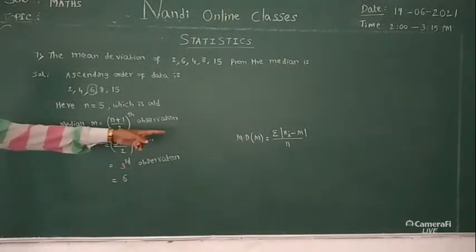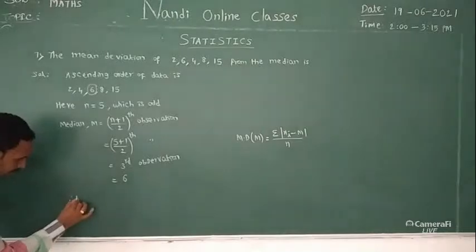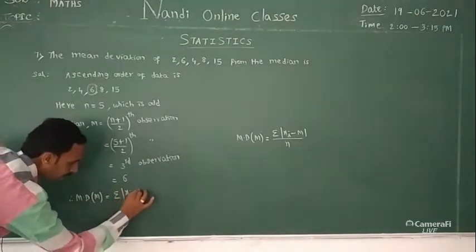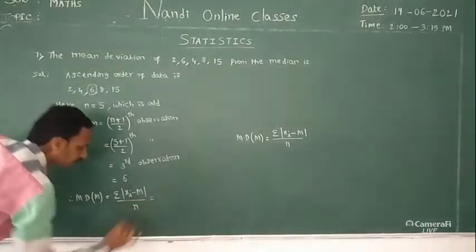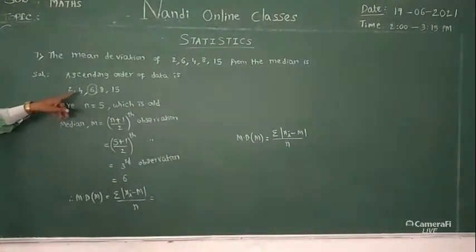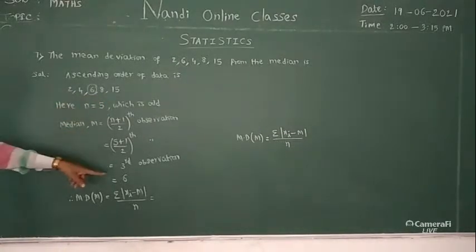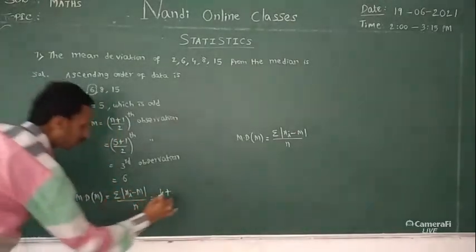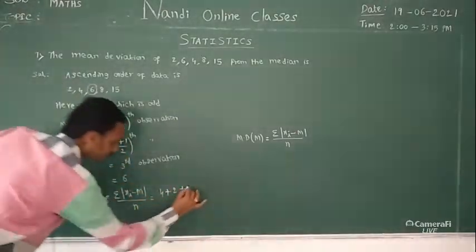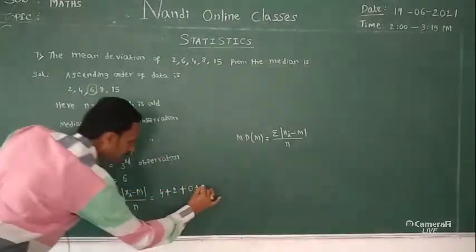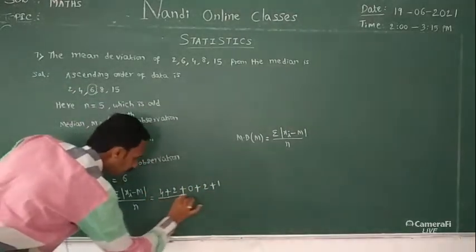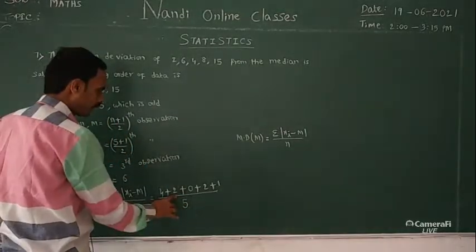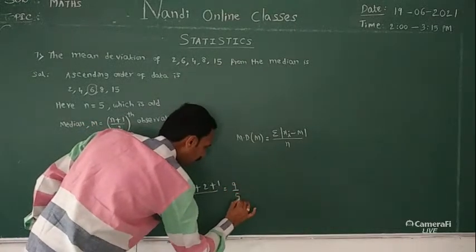Now I am going to find the mean deviation about median. Therefore, mean deviation about median is equal to sigma modulus of xi minus capital M divided by n. Xi means observations, here x1, x2, x3, x4, x5. 2 minus 6 is minus 4, modulus of minus 4 is 4. 4 minus 6 is 2. 6 minus 6 is 0. 8 minus 6 is 2. 5 minus 6 is 1, divided by the number of observations, 5.